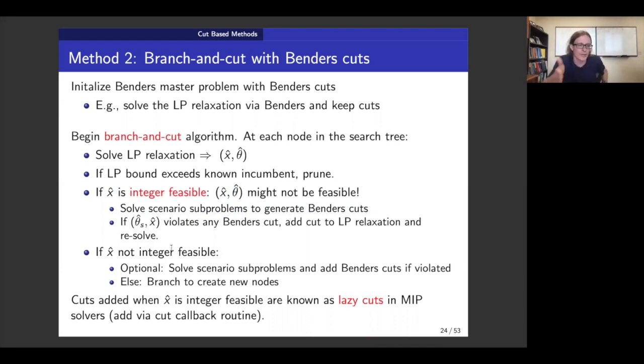Otherwise, I can just branch on one of those variables that doesn't take on integer values. Okay. So this step here, where I might add cuts that are going to be updating the feasible region because they're constraining the theta and the x relationship, those are known as lazy cuts in the integer programming terminology. So that's just something to be aware of if you wanted to implement something like this.